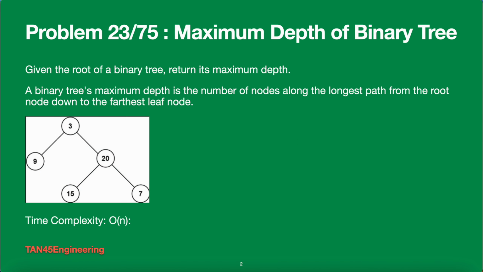Today's problem statement is on finding the maximum depth of a binary tree. We are given a binary tree like this and we have to find out the maximum depth. Maximum depth is the number of nodes in the longest path. Okay, let's jump into the problem statement and start solving.